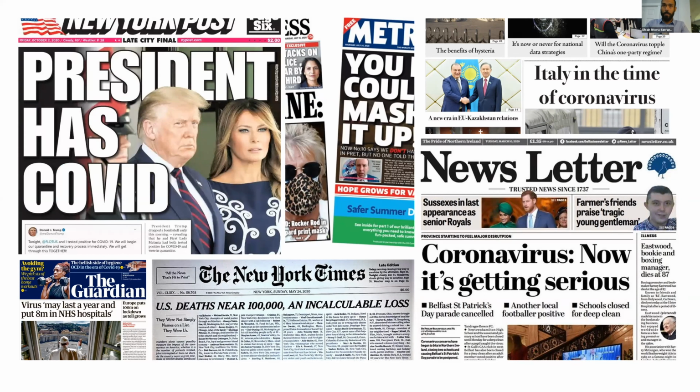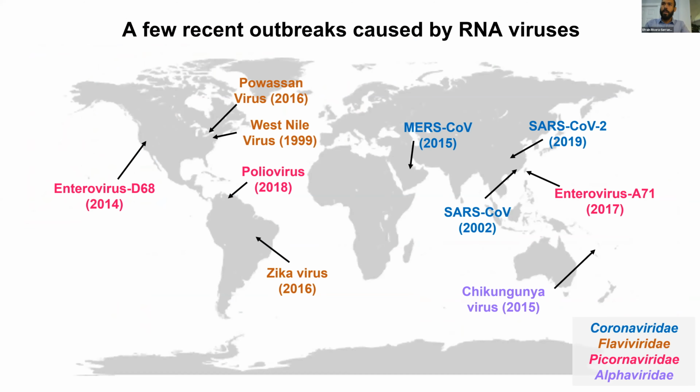But I wanted to remind you all that this is not the first time that the human species has been faced by viral outbreaks. Here are just a few recent outbreaks in the last 20 years or so caused by viruses with an RNA genome. And so here you can see SARS-CoV-2, which is the one that is going on right now. There's some other coronaviruses here in blue. There are other viruses from different families. The ones here in the orange colors are plague viruses.